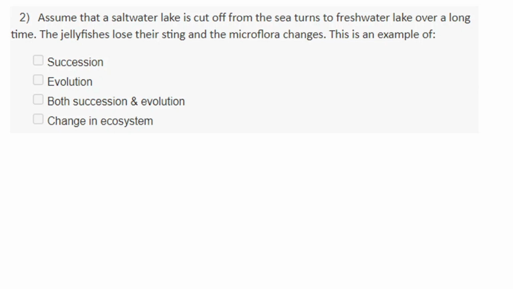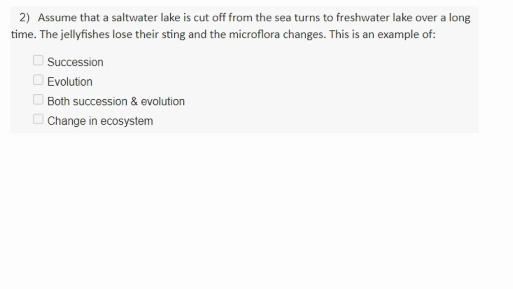Change in ecosystem. Sorry, it's not succession. Why not succession? Because it takes place over a long period of time. We are not talking about immediate changes. Jellyfishes are there in the saltwater lake. Now, if the saltwater lake turns to a freshwater lake over a long period of time, the jellyfishes are losing their sting. It happens over a long period of time. So why not evolution also? We can call that evolution also. Jellyfishes are losing their sting.